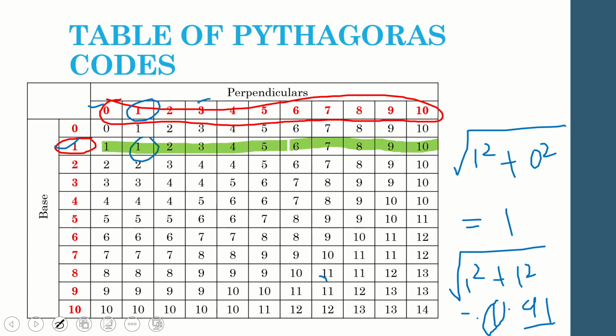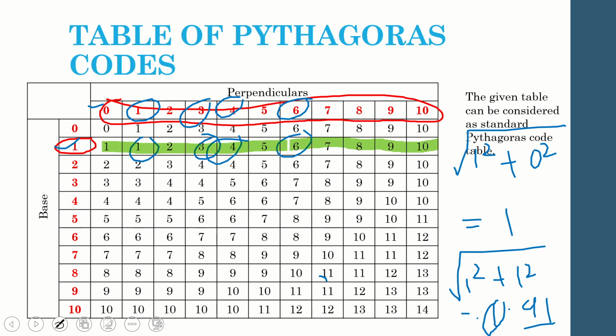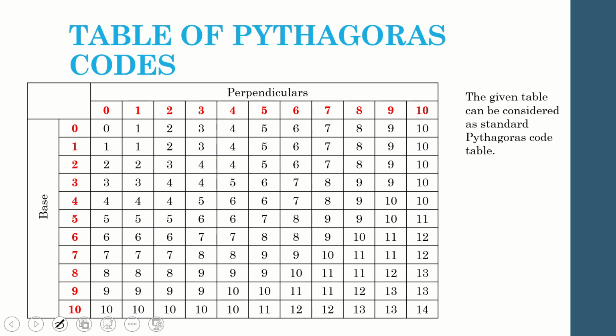Likewise, 1 and 3 you will get 3, 1 and 4 you will get 4, 1 and 6 you will get 6. Not only this, but also if you consider 1 as your perpendicular and this entire column from 0 to 10 as base, you can see the resultant, this will be the resultant that has to come.